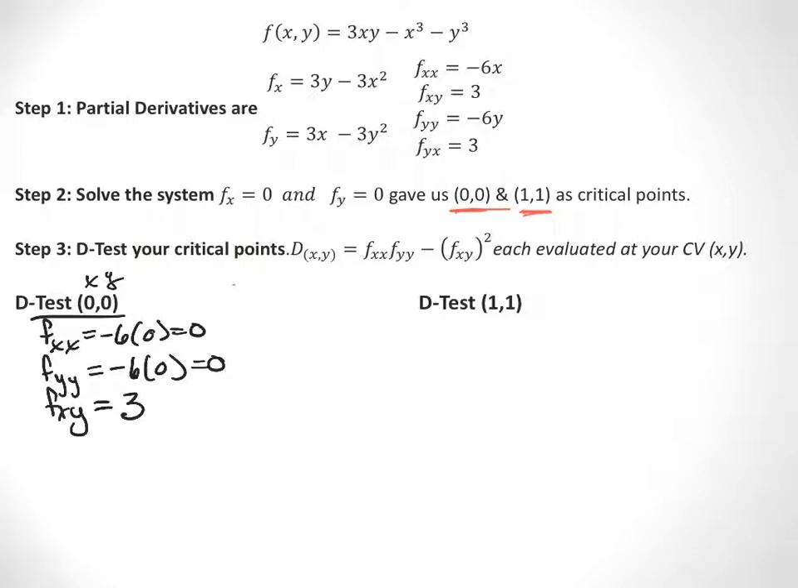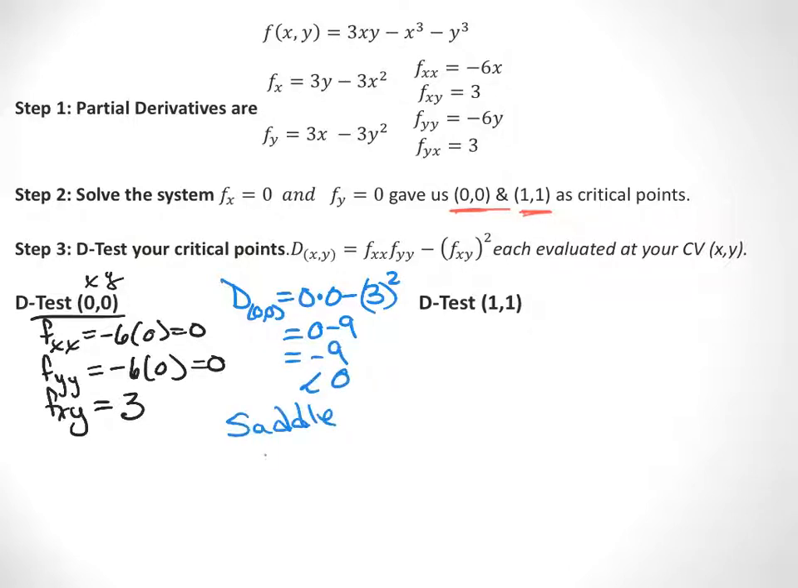Now we can do our D-test, and this is the D-test for (0, 0). f sub xx, 0, times f sub yy, 0, minus f sub xy, 3, and square that. So you get 0 minus 9, which is negative 9. That is less than 0, so that means we have a saddle point here at (0, 0).